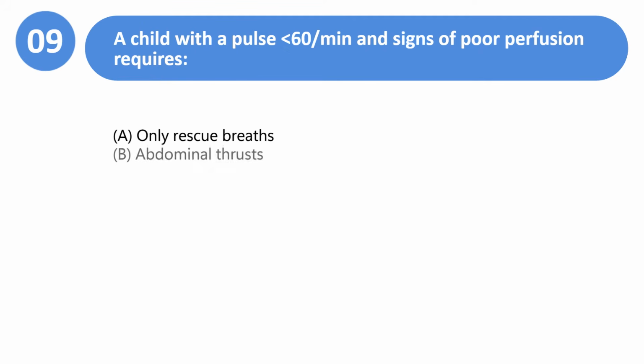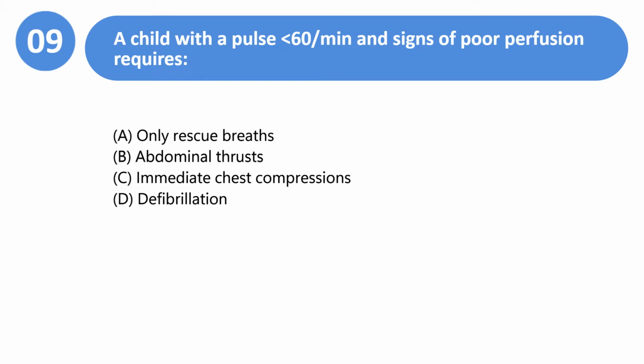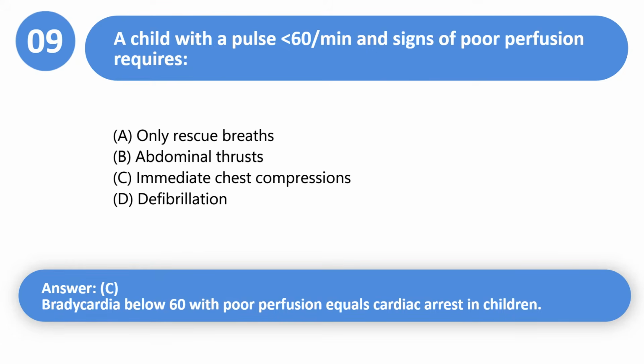A child with a pulse less than 60 per minute and signs of poor perfusion requires: A. Only rescue breaths. B. Abdominal thrusts. C. Immediate chest compressions. D. Defibrillation. Answer, C. Bradycardia below 60 with poor perfusion equals cardiac arrest in children.